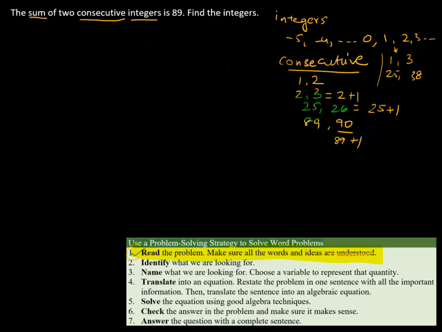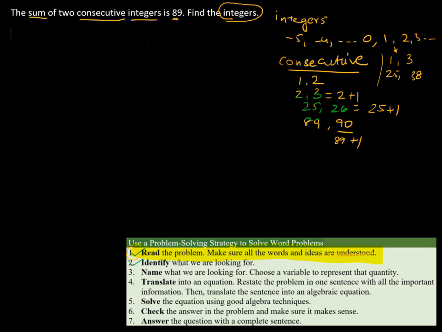Identify what we are looking for. What are we looking for? We are trying to find the integers, which when added to each other, their sum is equal to 89. So we're looking for two numbers that are next to each other, they are consecutive, and their sum is 89. Okay, let's go to the next step.